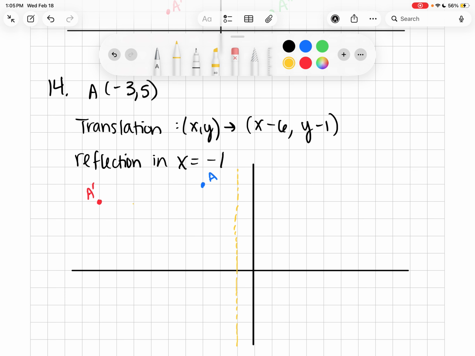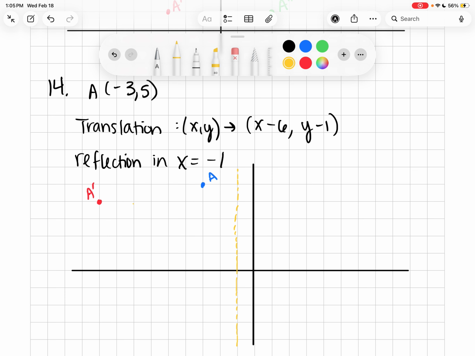Wait, 1, 2, 3, 4, 5, 6, 7, 8. Wait, what? It'd be 9. No, from here. From x. Did I count right? Hold on. This is -3. 1, 2, 3, 4, 5, 6, down 1. Okay. I think they just have a typo then. Oh, never mind. I know what I'm doing.